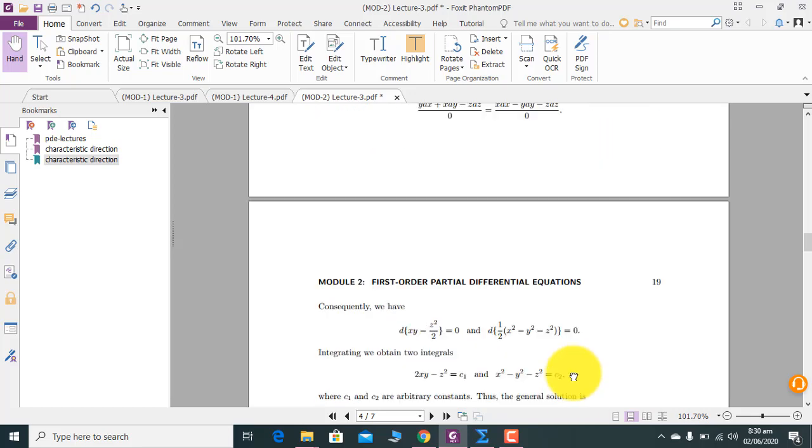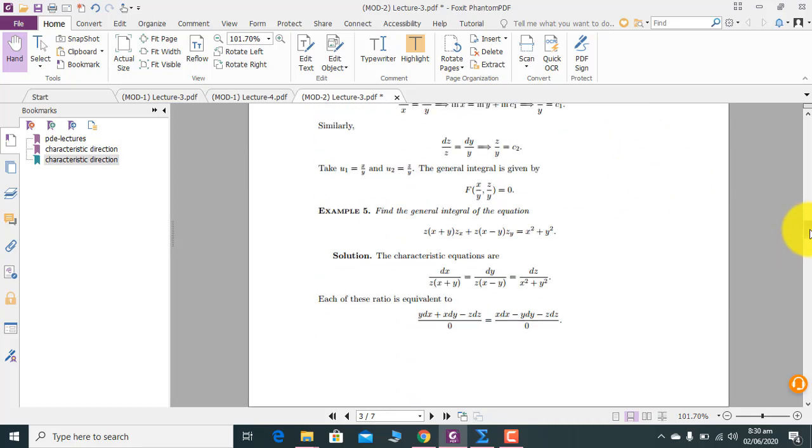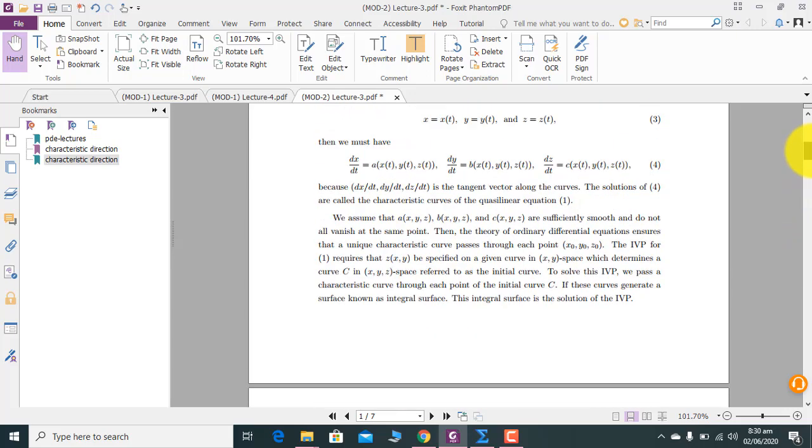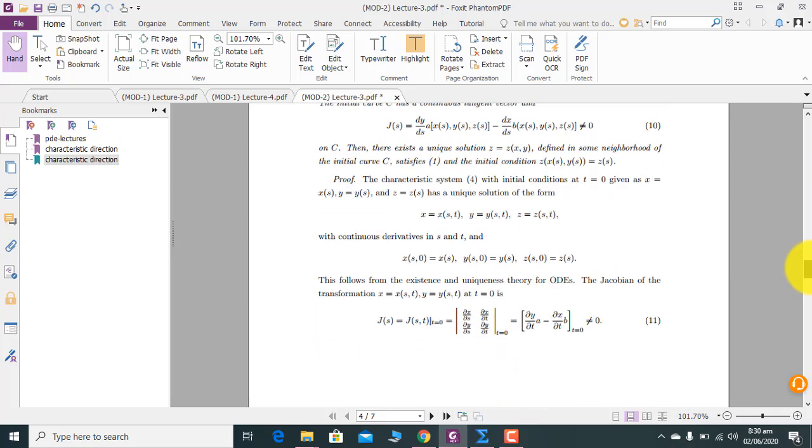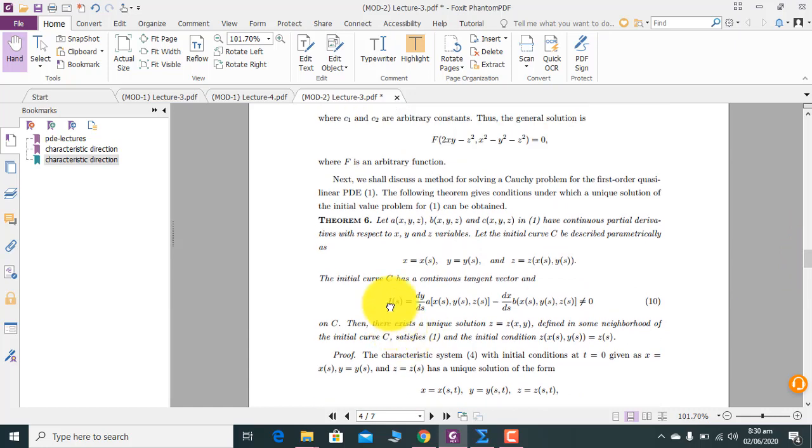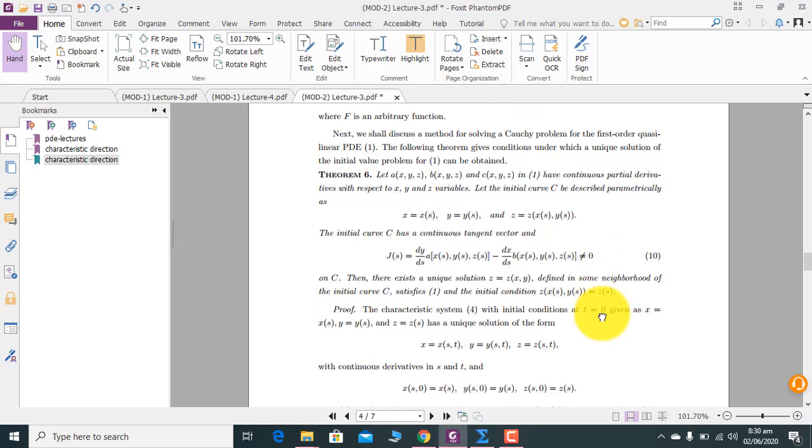This is analogous to what we have already studied for the initial value problem in ordinary differential equations. We assume that the functions are piecewise continuous and smooth and do not vanish at all points. That point, which says that they do not vanish at all points, is actually taken care of by this quantity, which was J of s. Since derivatives are not zero, it means that tangents are not zero. So there is a continuous tangent vector, and that slope is not zero. This is the theorem which says that the problem will have a unique solution for the initial value problem.